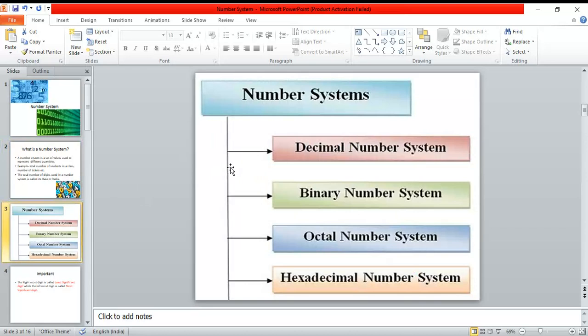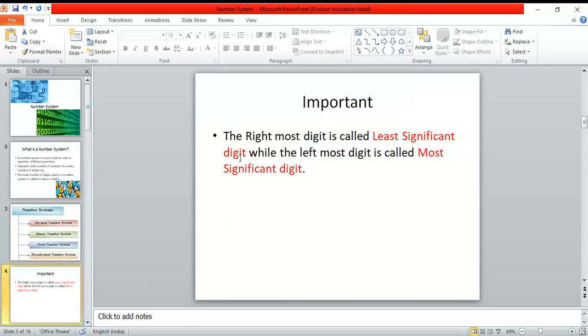Number systems are of four types: decimal number system, binary number system, octal number system, and hexadecimal number system. Important: the rightmost digit is called the least significant digit, while the leftmost digit is called the most significant digit.